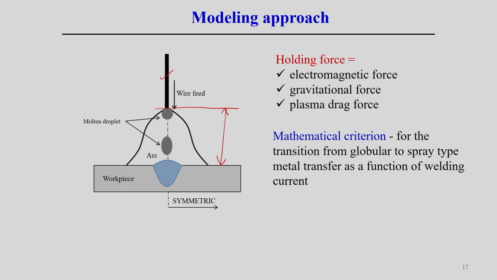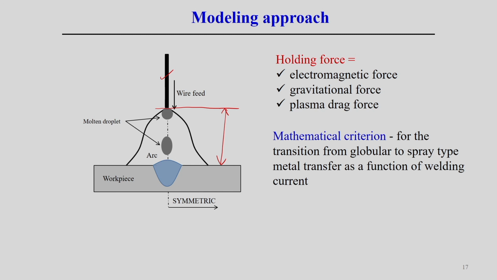Now, for the holding force, we know there is the electromagnetic force and the gravitational force, and the plasma drag force is also there, because the arc is created. So, we can say this is associated with some kind of plasma drag force. Since it is a symmetric phenomenon, if we assume the electrode is normal to the workpiece, we can assume this is a symmetric problem, so only half of the domain we can consider for the analysis.